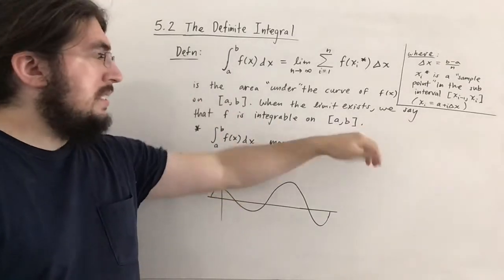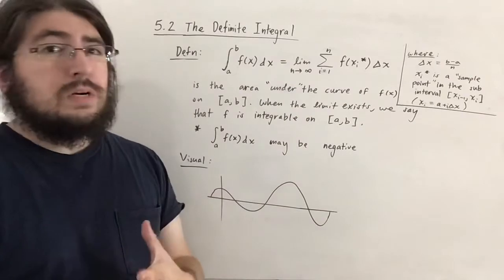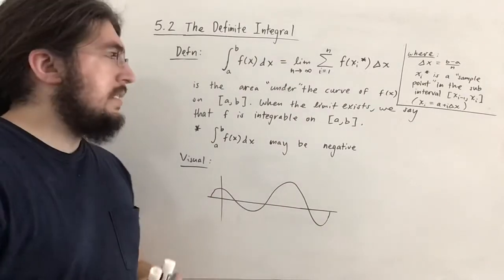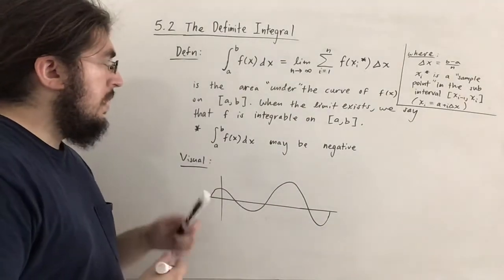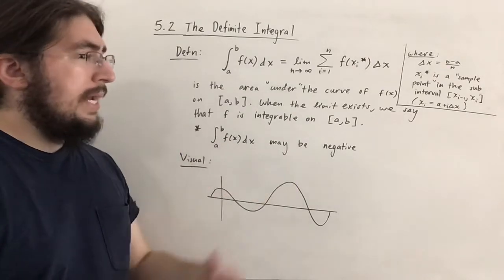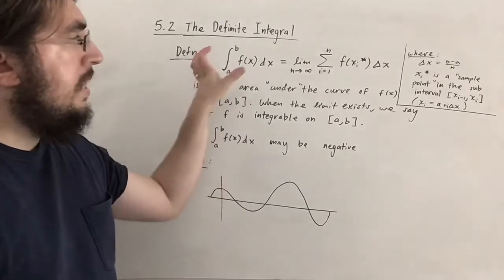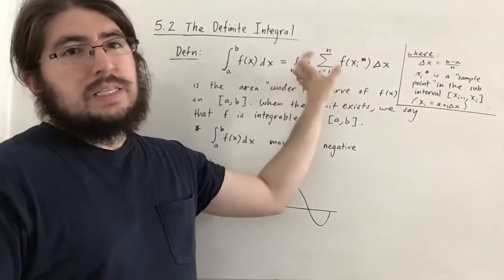When the limit exists, we say that f is integrable on a to b, kind of like we use the word differentiable if the tangent line exists, and so on. Now here I note that the integral from a to b of f of x dx may be negative, and we'll see that shortly as well with this visualization. And here what this is defined to be is this limit.